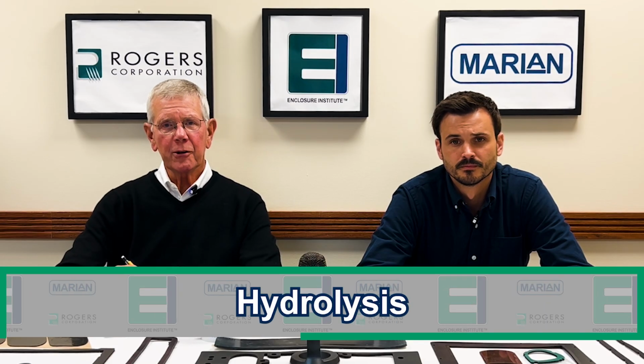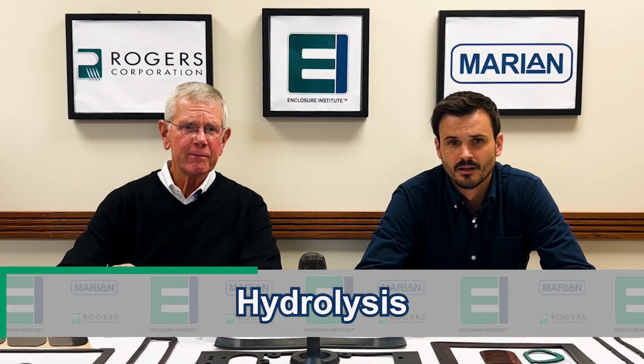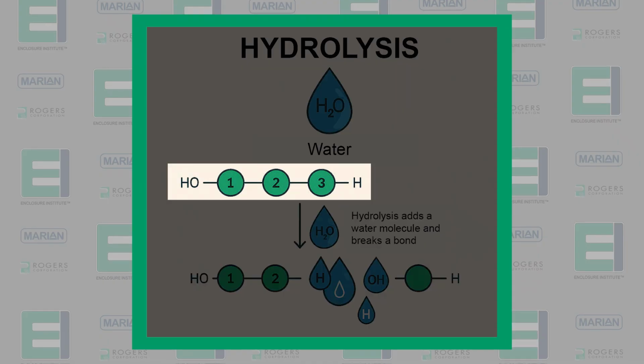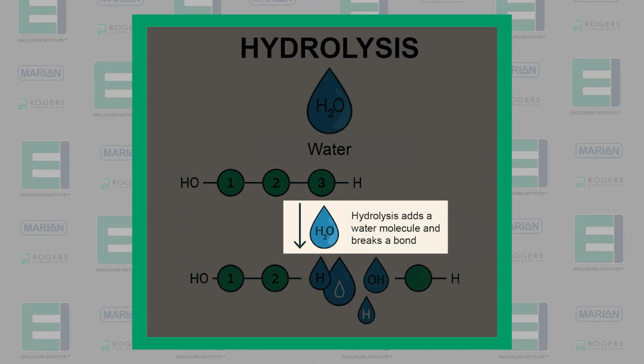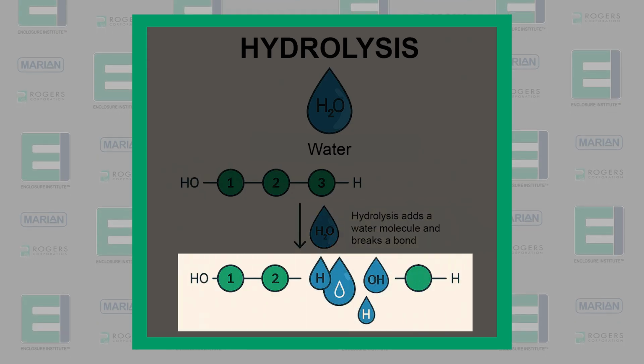Now let's talk about hydrolysis, another harsh condition that works to degrade gasket materials. Like oxidation, hydrolysis is also a chemical reaction. But in hydrolysis, the compound is broken down by reacting with water and/or humidity. This chemical reaction involves the addition of water molecules that break the chemical bonds in the polymer.